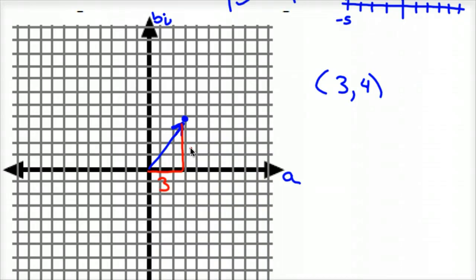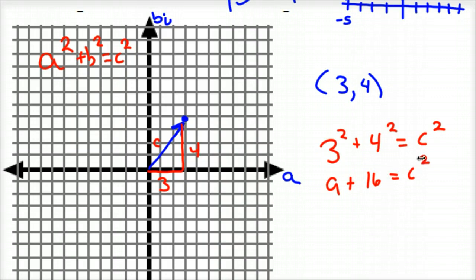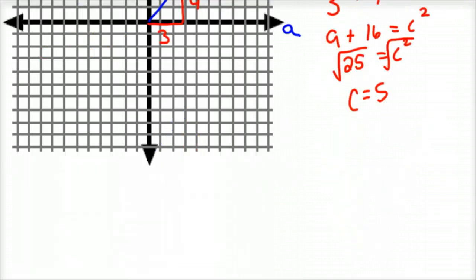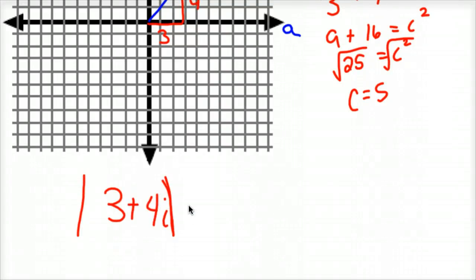So this is 3, this is 4, and so 3 squared plus 4 squared equals c squared, because we're doing Pythagorean theorem, if you remember that, a squared plus b squared equals c squared. And so your problem then would be 9 plus 16 equals c squared, which is 25. And the square root of that then, to solve for c, is 5. And so the distance, or the absolute value, excuse me, so the absolute value of 3 plus 4i is equal to 5.